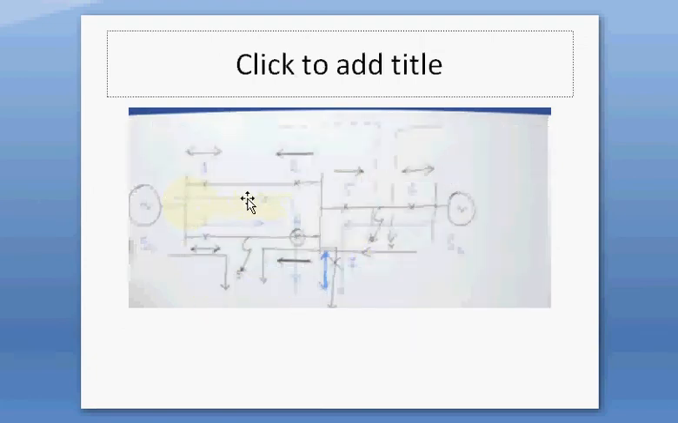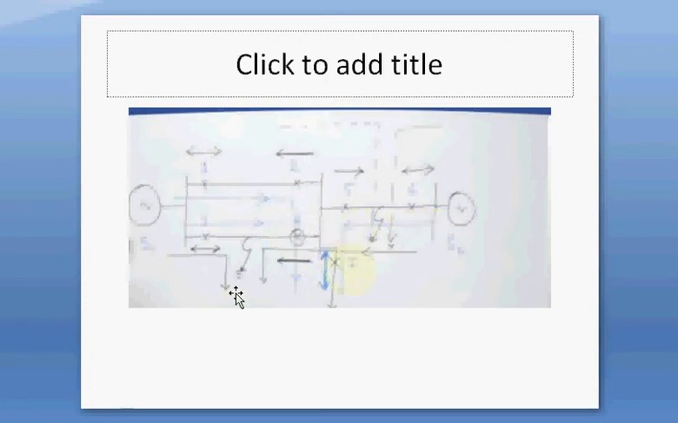This is for the upper feeder. This bold line indicates the direction of the upper feeder. This is the line for the direction of current flowing under normal condition for the lower feeder, and this bold line is for the second section, another section of the figure.